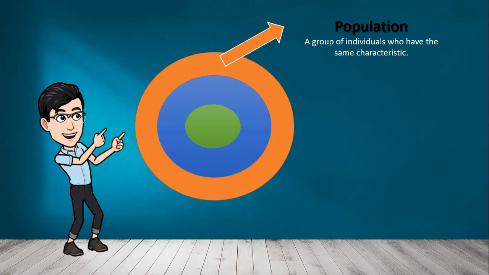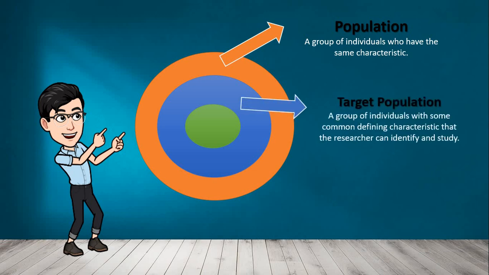So since the senior high school students are too many, we should have the target population only. A group of individuals with some common defining characteristics that the researcher can identify and study. So we have to choose the senior high school students of St. Ignatius only. So we have, for example, the School of St. Ignatius have a total number of 3,000 target population.